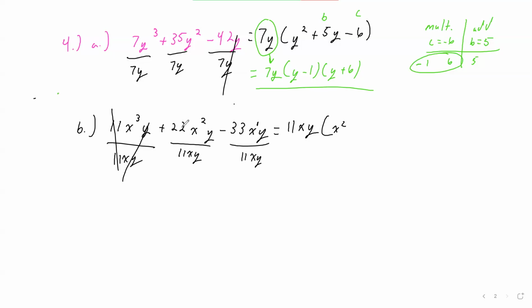They cancel out. Plus, what's 22 divided by 11? 2. X squared divided by x is x. The y's cancel. Then you have your minus. 33 divided by 11 is 3. What happens to my x's? What happens to my y's? Cancel out. So now this is the problem I have. So I need to multiply to my c, which is -3, and add to my b, which is +2.